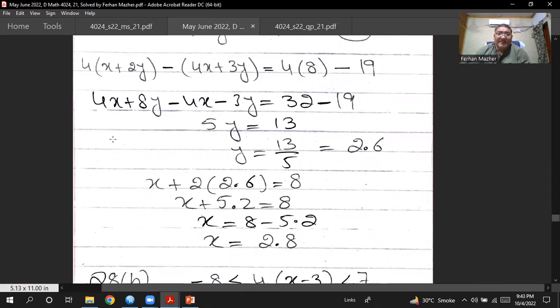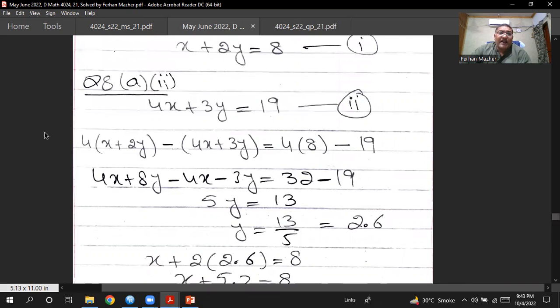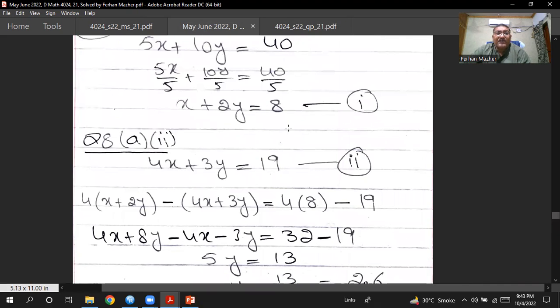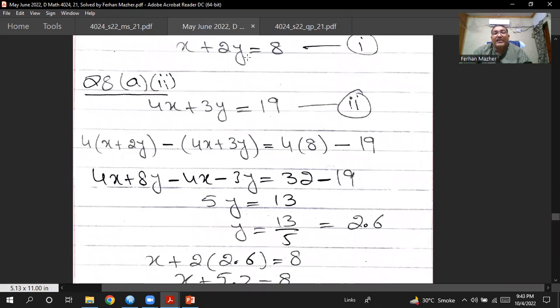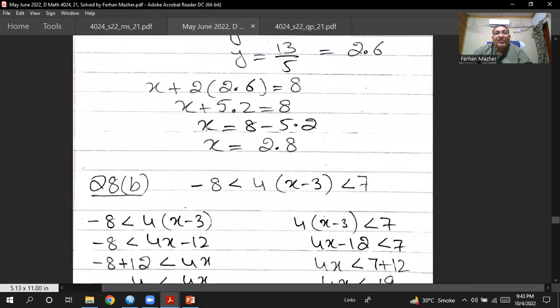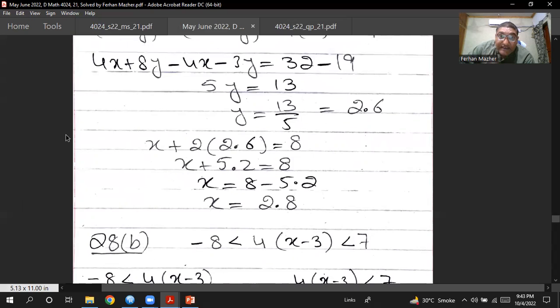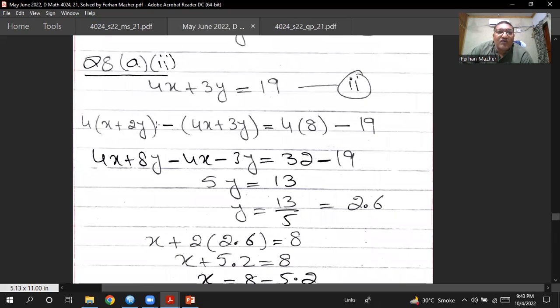Then I will substitute y into any equation. I can take the first equation, or I can take the second equation, wherever you want to do that. So in this equation, in the place of y, I will put 2.6. So here you can see x plus 2 into 2.6 equals 8. So x plus 5.2 is equal to 8. So x will be equal to 8 minus 5.2, and x will be equal to $2.8. So the price of 1 kg of the apple is $2.8, and the price of 1 kg of the oranges is $2.6. So this is how you will do this question.